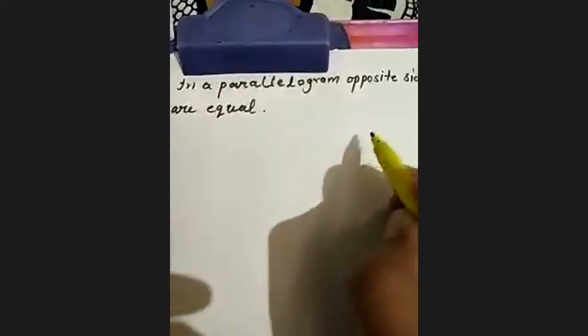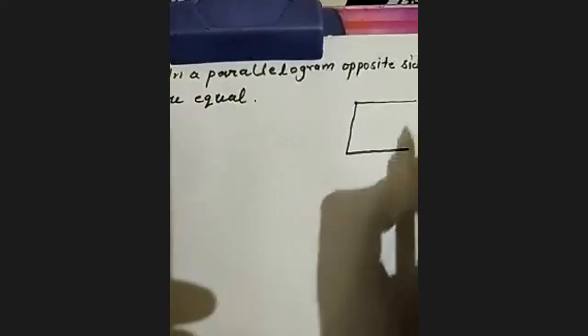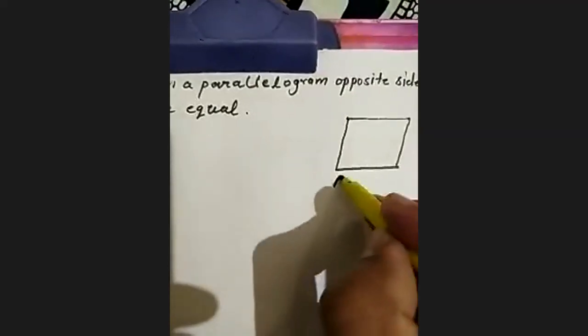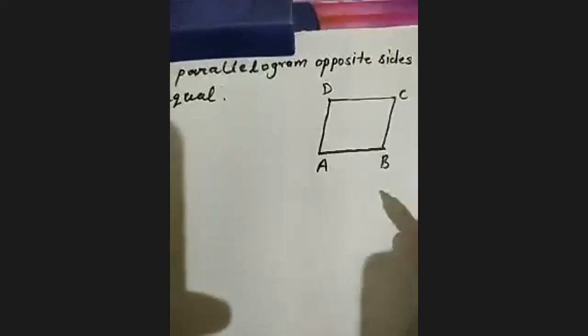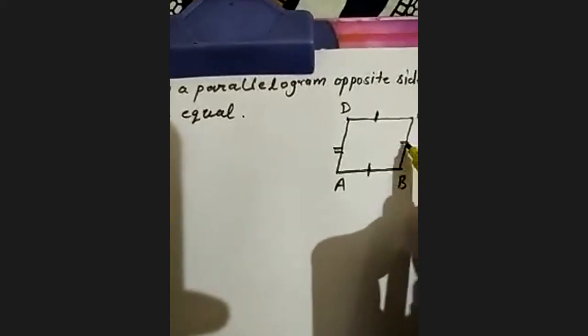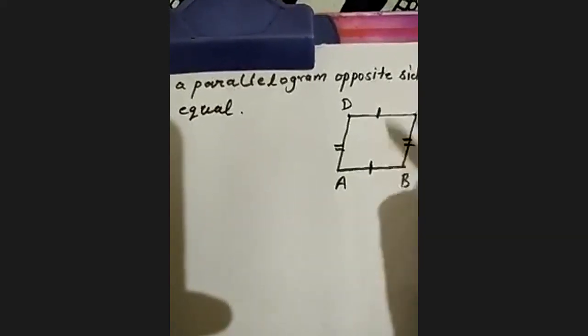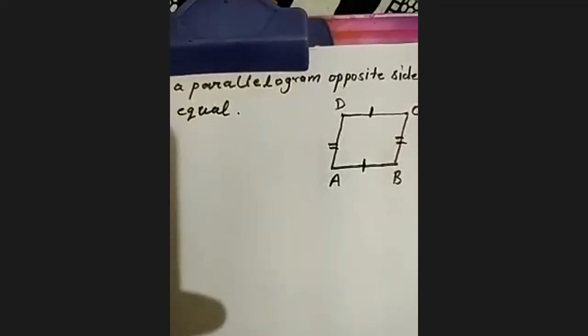So first of all we draw the parallelogram. Here we draw a parallelogram and name it ABCD. The question is: in a parallelogram, the opposite sides, that means AB opposite side is CD and AD opposite side is BC. So here you prove that opposite sides are equal.